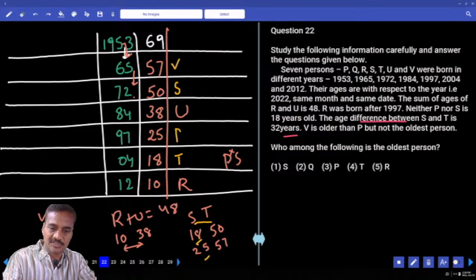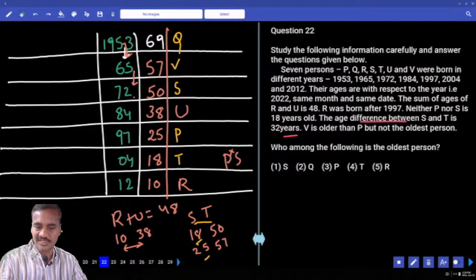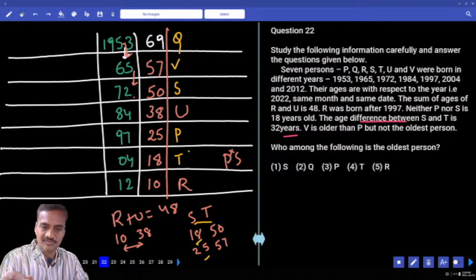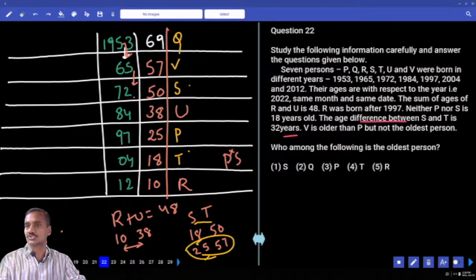V is here, P is here. Who is the person left over? Q is the person left. So, did it fit or not? Then, luckily, whatever the assumption we have taken, 18 and 50, that is valid. If not, we would have to start with 25, 57. Then, when we do 25, 57, what happened? V is elder than P, V cannot be the eldest. That is ruled out. It fails there.